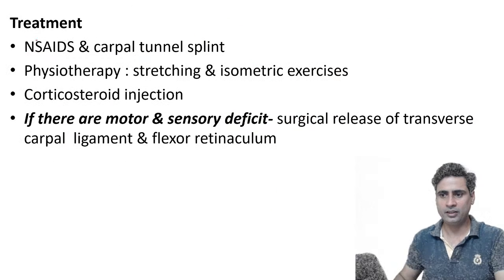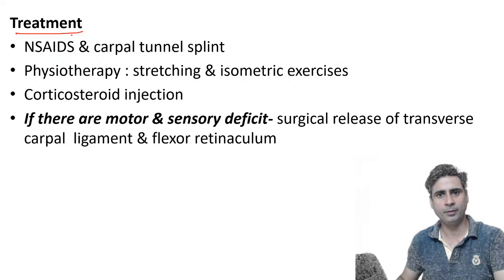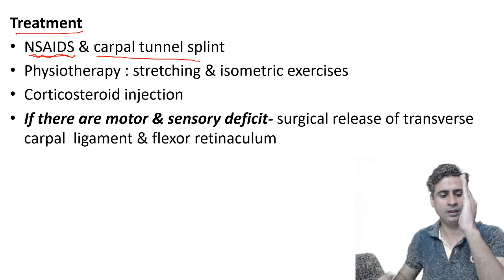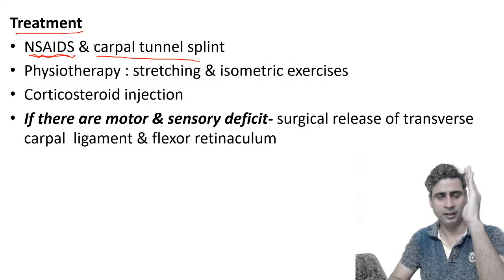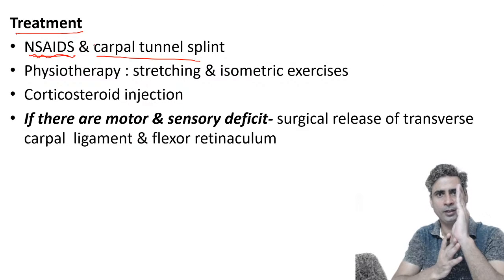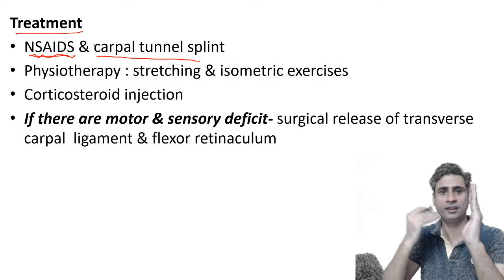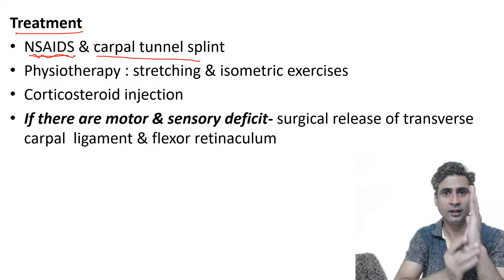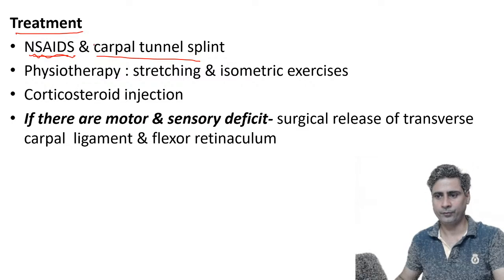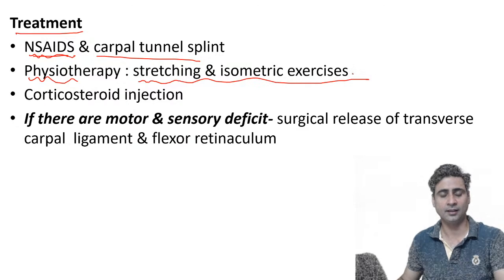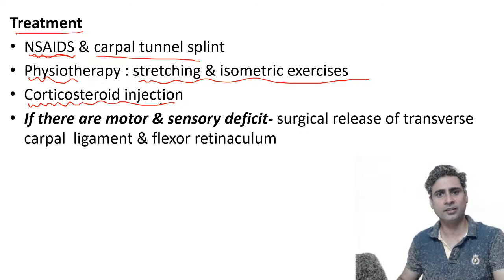Now, treatment wise, initially we start with conservative treatment, that is anti-inflammatory drugs to reduce inflammation of synovitis. We give a carpal tunnel splint, which keeps the wrist in a straight position. As we have seen, in flexion and extension there is an increase in carpal tunnel pressure, which can increase the symptoms. So we give a carpal tunnel splint, which keeps the wrist straight, and we give physiotherapy, general stretching and isometric exercises. If the patient is not improving, we can give a corticosteroid injection in the carpal tunnel, not commonly used.